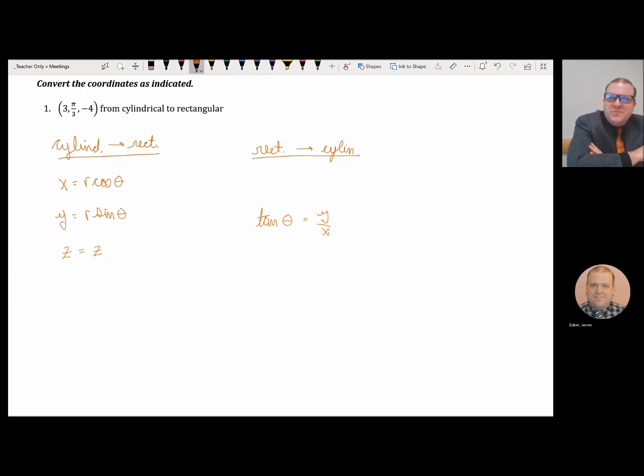What's another one? Right, that is technically the relation. In this case, we would be safe to just take the positive root of both sides, right? R measures a distance, so it's never negative. And what's the third? Z is just equal to Z. An ordered triple in rectangular is always X, Y, Z. An ordered triple in cylindrical is always R, theta, Z.